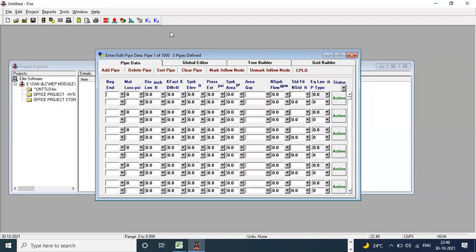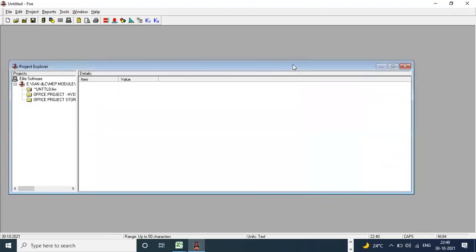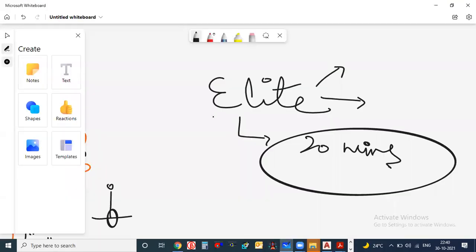I don't know whether anyone has done that calculation or not, but it is more than enough, because there are so many nodes given here. So this thing we will see later. Tomorrow, what we will do, we will start with the Elite tomorrow only, no issues.